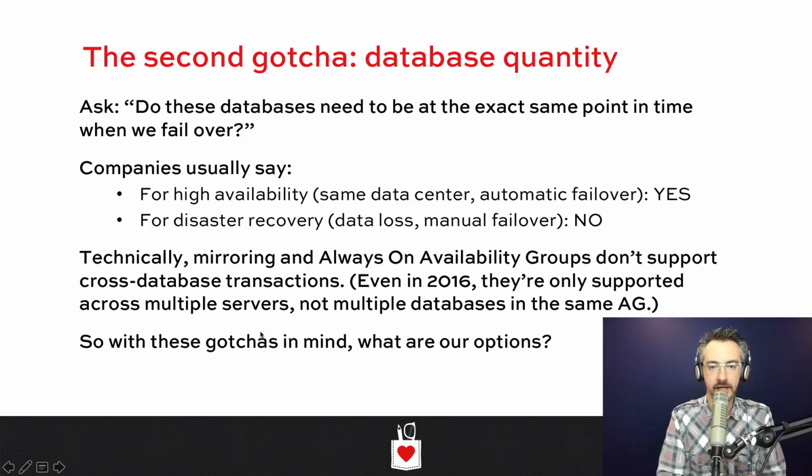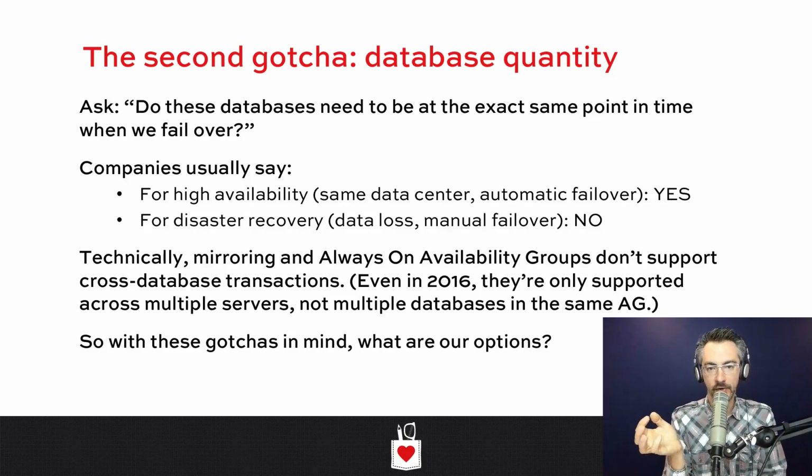The second gotcha here is the database quantity. Whenever you see more than one database, like I talked about in scenario 1, the instant you have more than one database, you have to ask, when we fail over, do all of the databases have to be at the exact same point in time? Is it okay if one of the databases is a few transactions ahead or behind the other databases? When we talk about high availability, remember the goals for this guy for his high availability were 0 data loss and automatic failover within 1 minute?